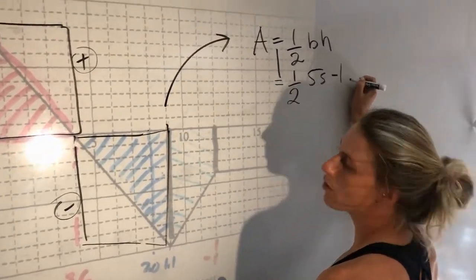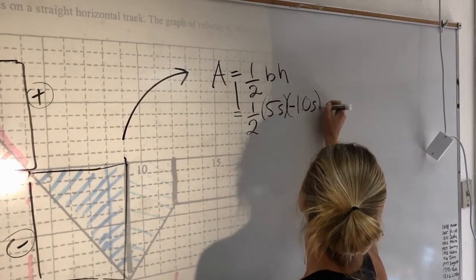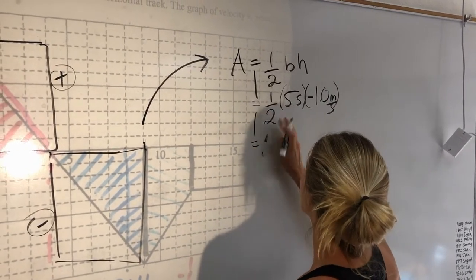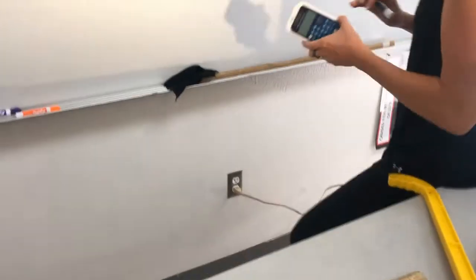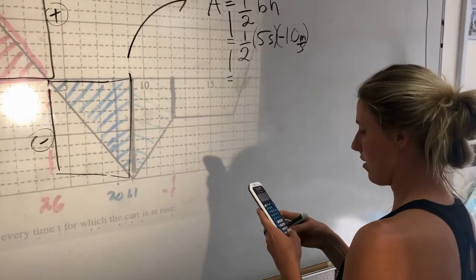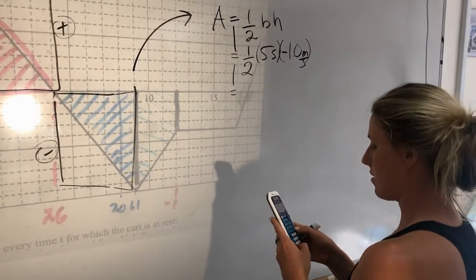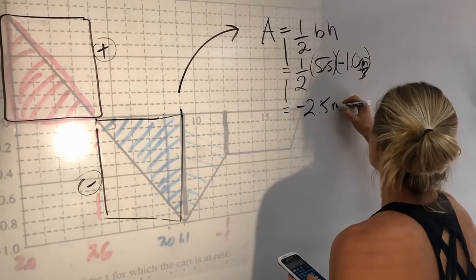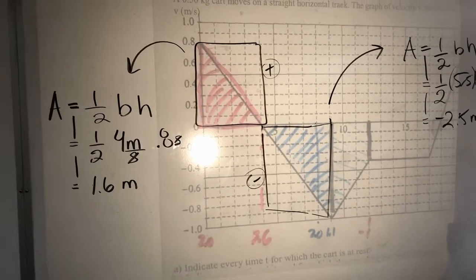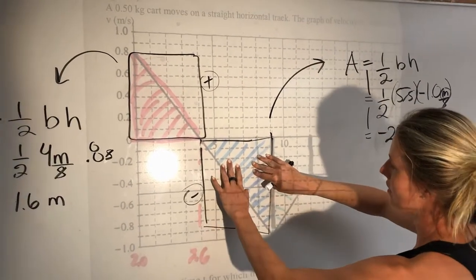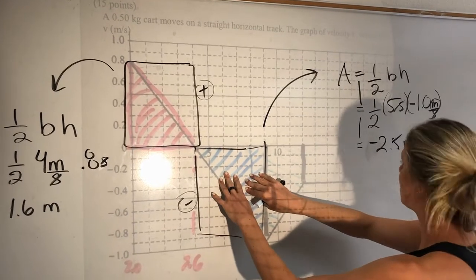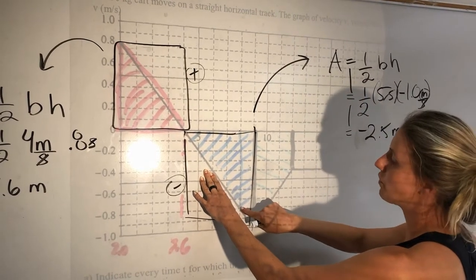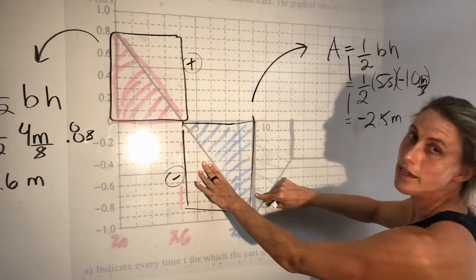Now the height, I'm going to go from here all the way down to here. That gives me -1.0 meters per second. Meters per second, thanks. Okay. All right, so I plug this into my calculator. So I get 0.5 times 5 times -1, and I get -2.5. And my units are meters. All right, so that means that the area in this triangle is -2.5 meters, which means the displacement during this time going at this velocity is negative 2.5 meters. That negative again just means that we're going in the negative direction.